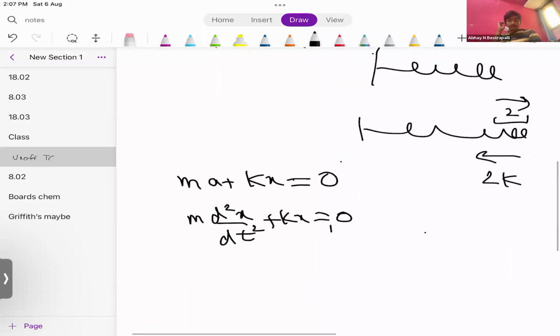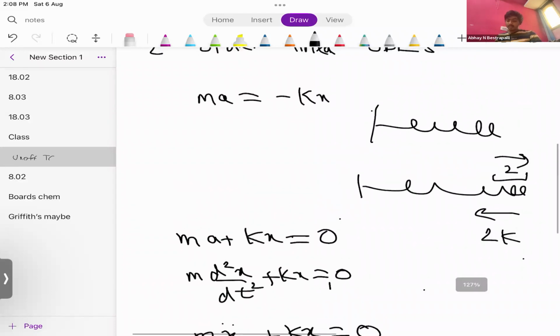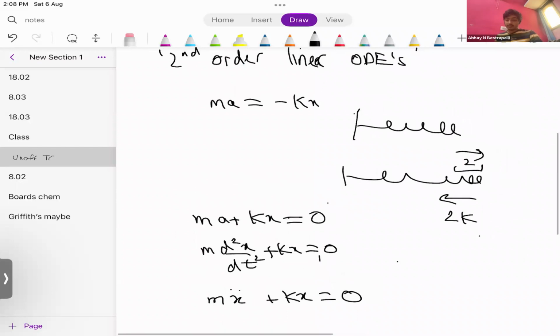A common notation we use while solving differential equations: usually it's with respect to time, or usually the variable we're differentiating with respect to is obvious. So instead of writing this whole d square by dt square, we do something simpler. We put dots. So x differentiated twice has two dots on top, plus kx is equal to 0. This is an example of a second order linear ODE.